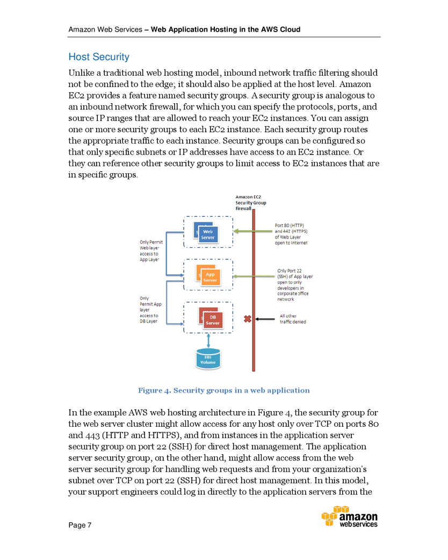In the example AWS web hosting architecture in Figure 4, the security group for the web server cluster might allow access for any host only over TCP on ports 80 and 443, HTTP and HTTPS, and from instances in the application server security group on port 22, SSH, for direct host management. The application server security group, on the other hand, might allow access from the web server security group for handling web requests and from your organization's subnet over TCP on port 22, SSH, for direct host management.